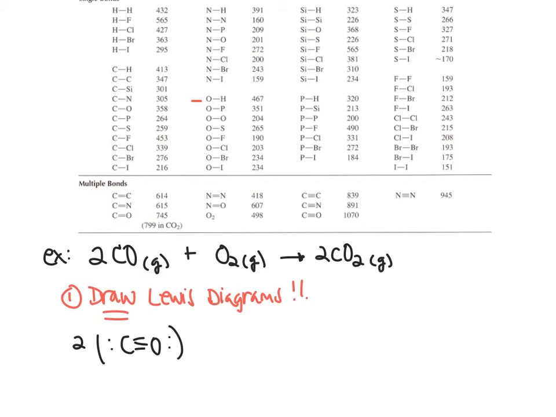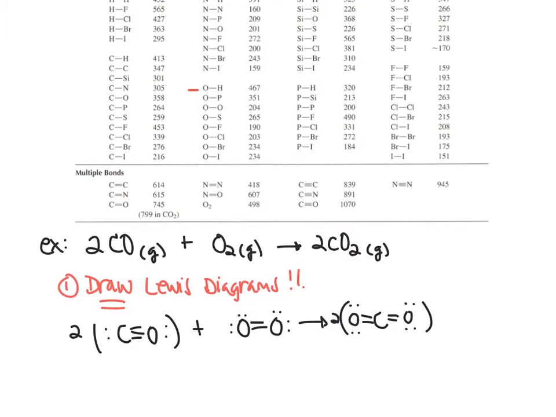So I'm just going to go ahead and put a parentheses and a 2 around it just so I can keep track of that. And then oxygen's Lewis dot structure looks like this. And there's just one oxygen in our equation. And then carbon dioxide looks like this. And of course, you'll notice there are 2 of them. So don't forget your coefficients.